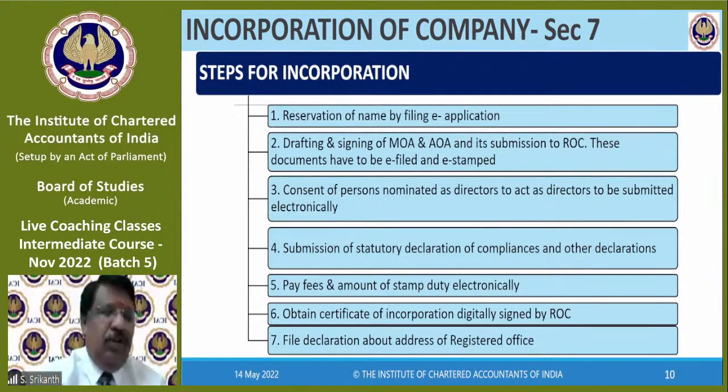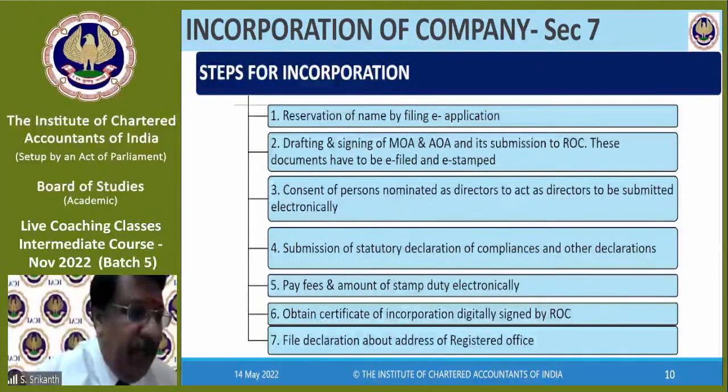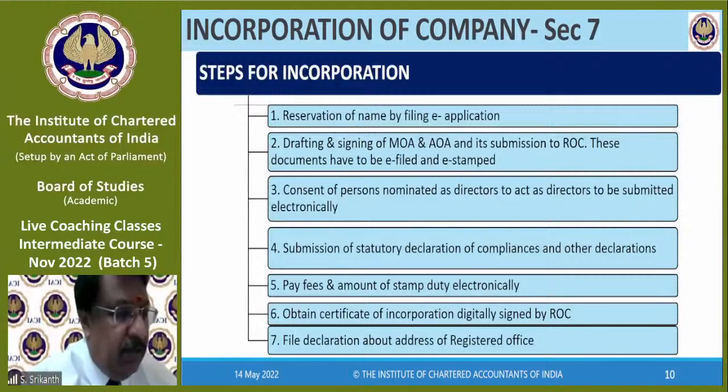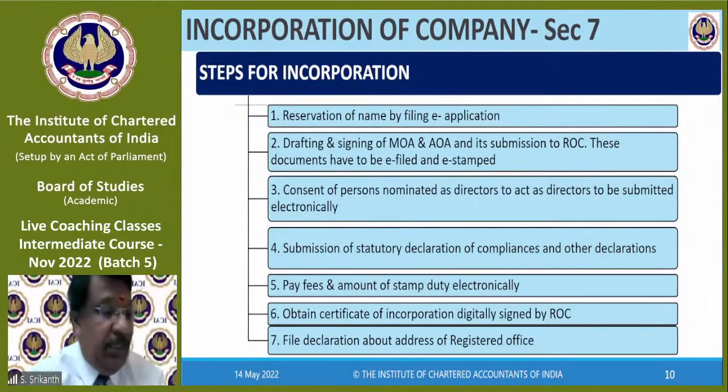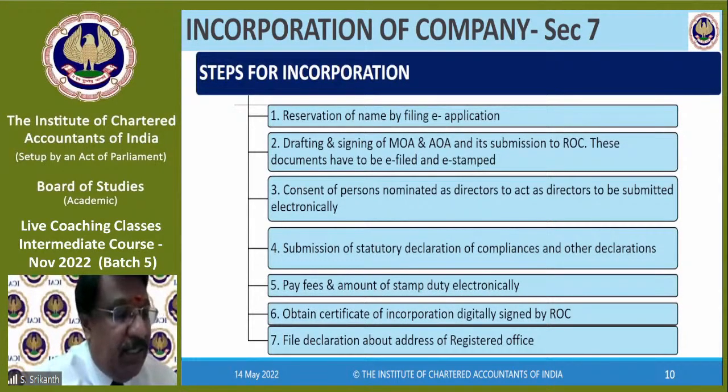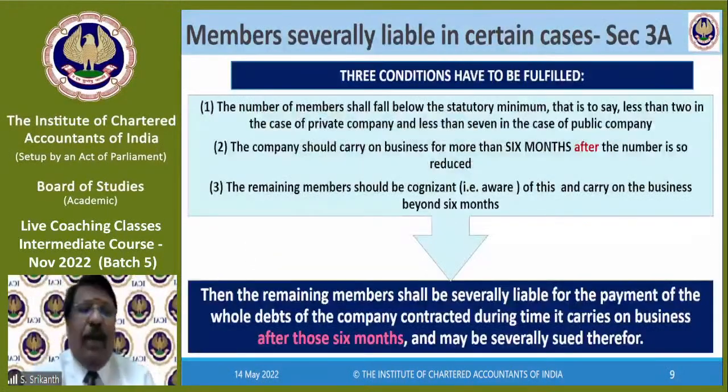Okay, there's a question on 3A. Let's take that before we go to 7. Who's asking it? Shrest. Does section 3A mean the members are liable for debts incurred between 6 months, or are they liable for the debts only incurred after 6 months? You tell me after reading this.